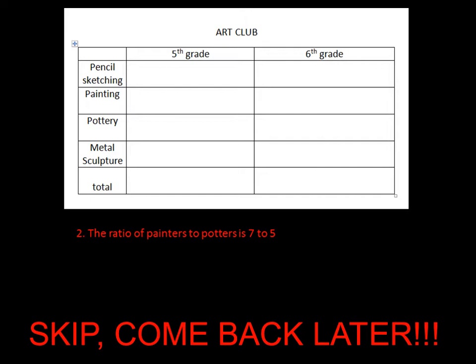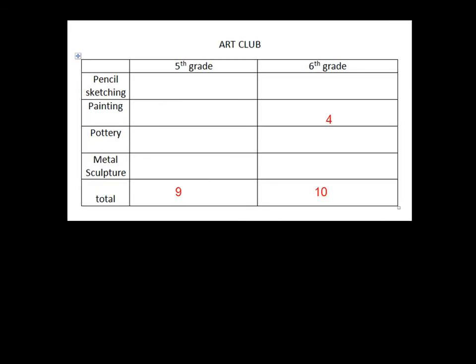Okay, keep going. The ratio of painters to potters is 7 to 5. We've got to skip that and come back to it later since we don't have that. So now it shows up. That's the one that works? Yeah, the 9 and the 10. And we knew that the 4 came in for the painting. So let's click again. Oh, I understand.